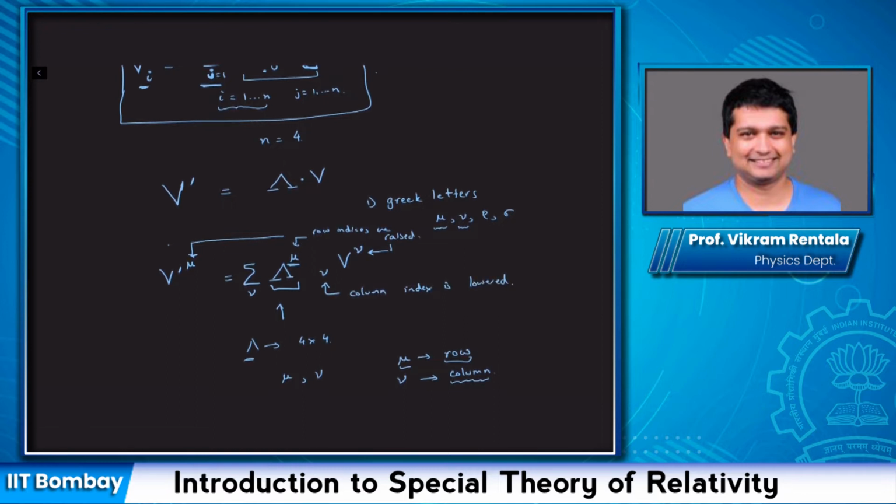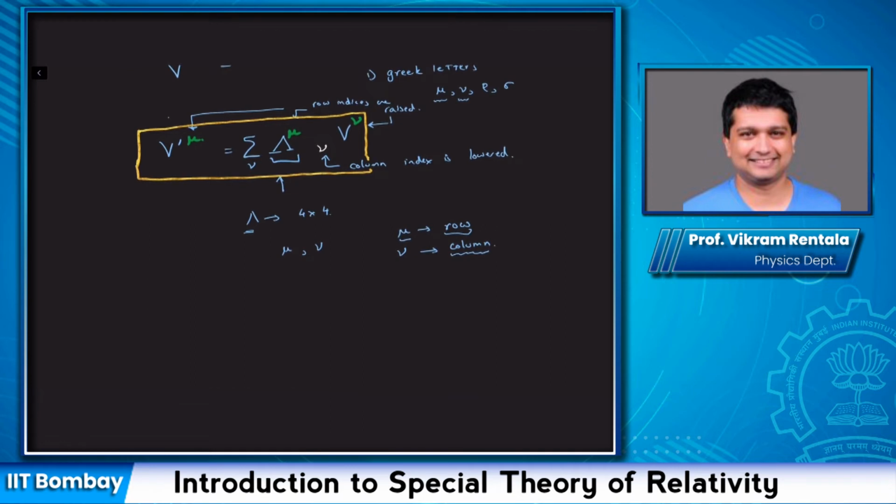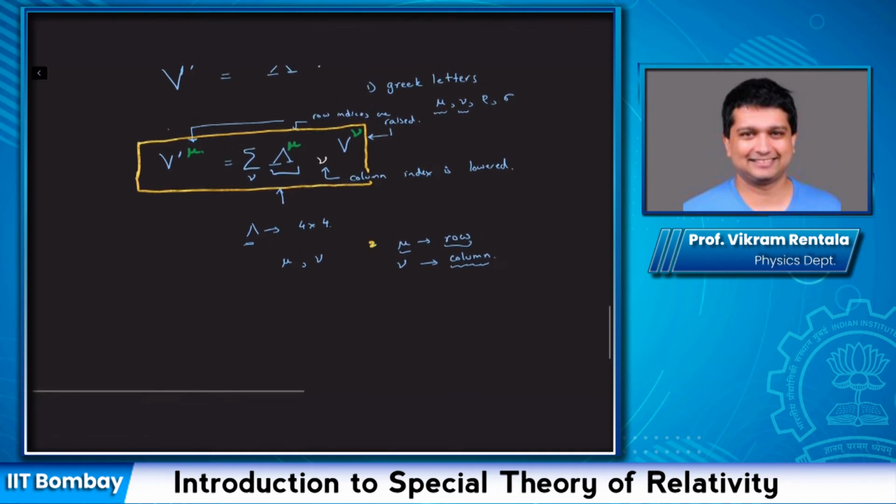So let me write this more specifically, with different colors so that you can clearly see. The raised indices I'm going to write in green. And the column indices I will write in a different color. I'll use white. So this is the same matrix product in index notation. So this is the second change. The row indices are raised and the column indices are lowered.